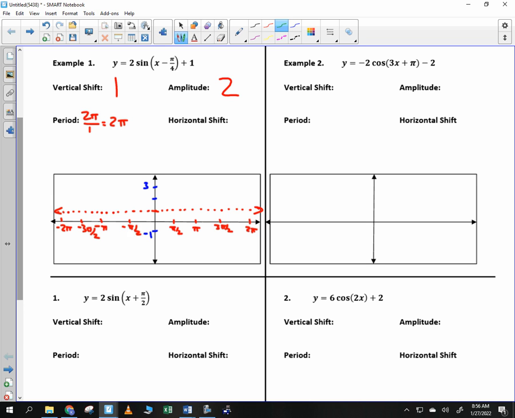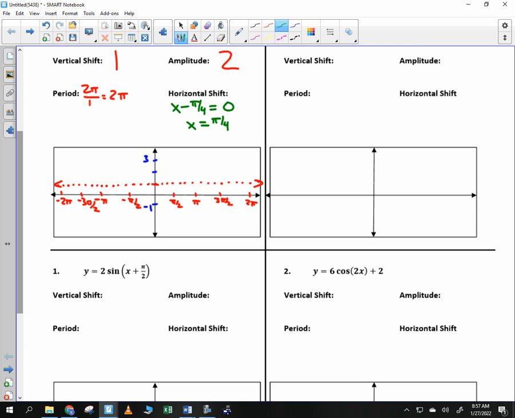If I solve that inside equal to 0, x minus pi over 4 is equal to 0, what do I do to solve for that? I get x is pi over 4. So there is a vertical shift, or a horizontal shift, right? Before I draw the horizontal shift, I'm going to draw a ghost graph first. I'm going to show what it looks like without the shift, because it's hard for people to picture how to do the shift without that.